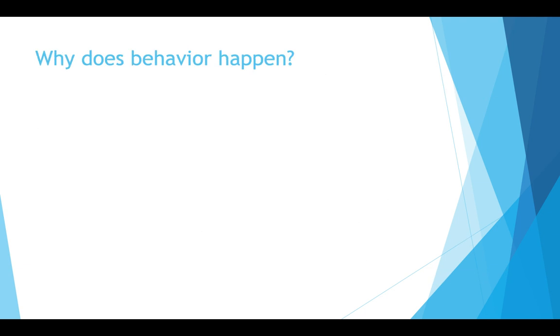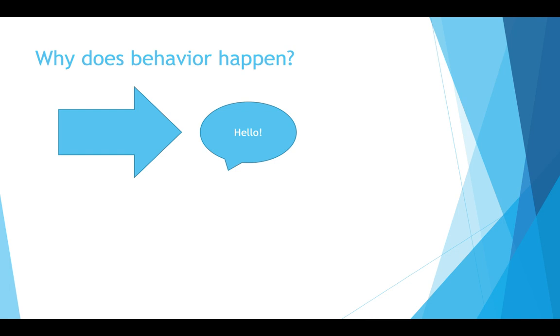So why does behaviour happen? We know we get it, we know how it strengthens, but why? So a behaviour of hello, something has to happen before a behaviour. Something has to tell us the right behaviour in this situation is to say hello. And this could be a million different things.